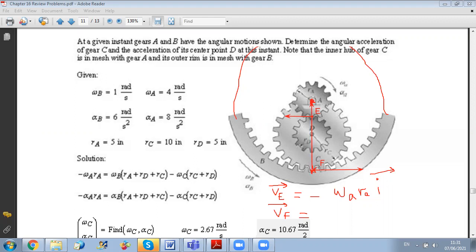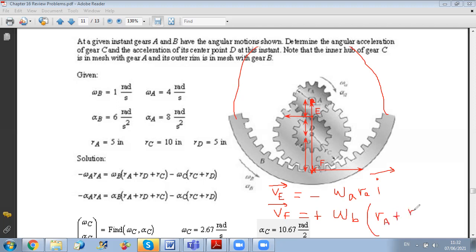So the radius will be RA plus RD plus RC. I will divide it into three parts: this is RA, this is RD, and this is RC. Okay, so I can write that VF is plus omega B times (RA plus RD plus RC).